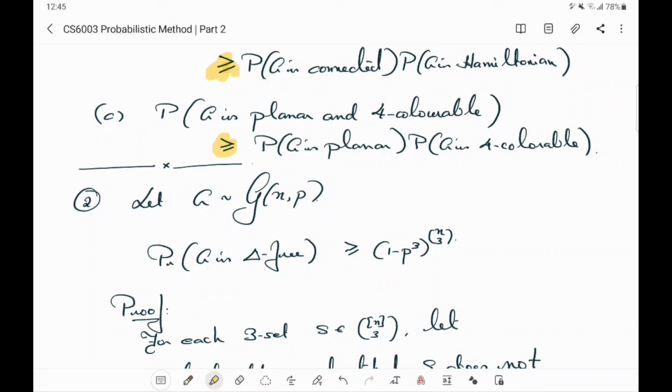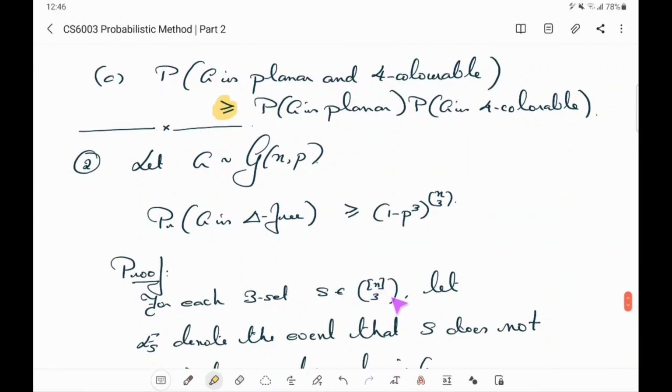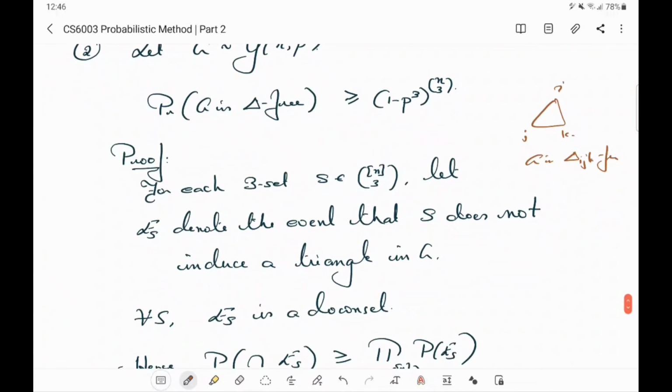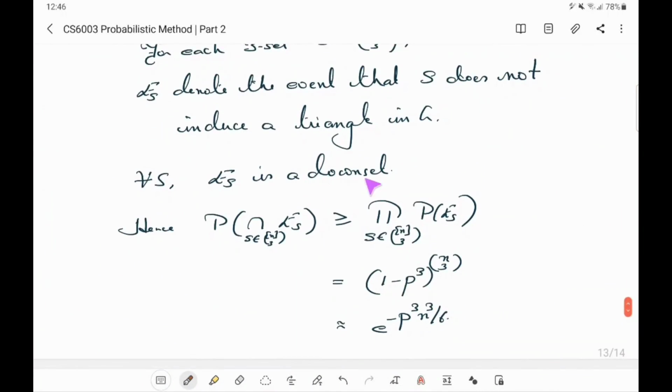But now, instead of this one event, I can think of in fact n choose 3 events. For each potential triangle ijk, I can talk about the event that G is ijk-triangle free. Every graph which does not contain this particular triangle is in your class, and you can verify that each of those events is down closed, because if a graph does not contain this particular triangle ijk, none of its subgraphs will contain it. So I have split this into n choose 3 events, all of them downward closed, all of them down sets.